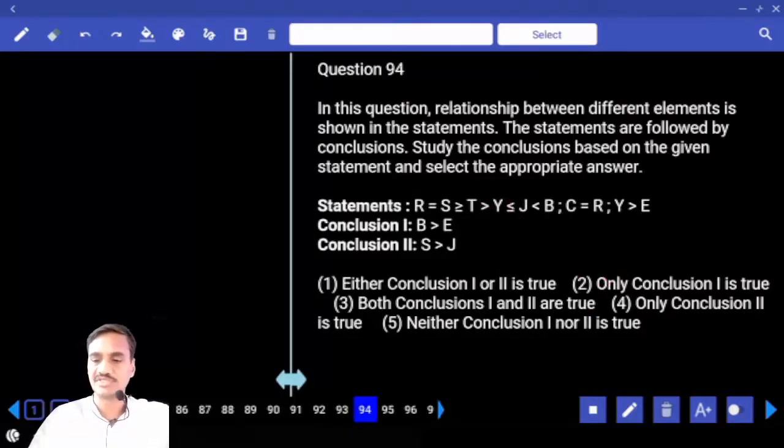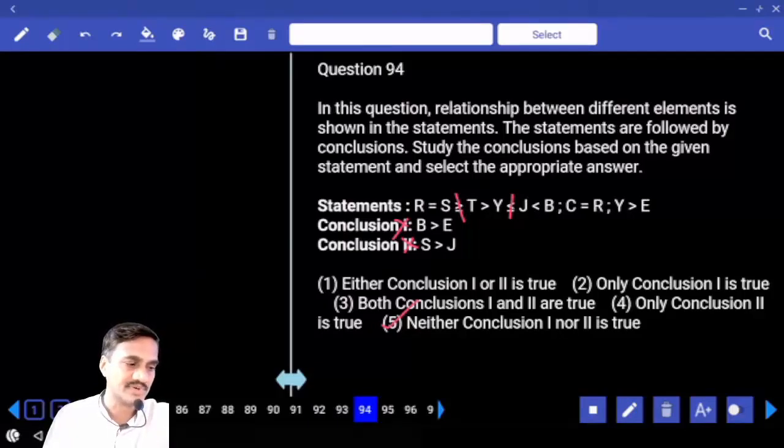Now B is here, C equals to R, and in the place of R I can write it as C. Then B and E. Now C and B, if you observe here, 1 greater than, 1 lesser than, 2 opposite symbols. S and J, greater than, less than, 2 opposite symbols. Hence neither one nor two, choice 5, question number 94. Then B and E, what will be our answer? Now B and E. Now Y greater than E.